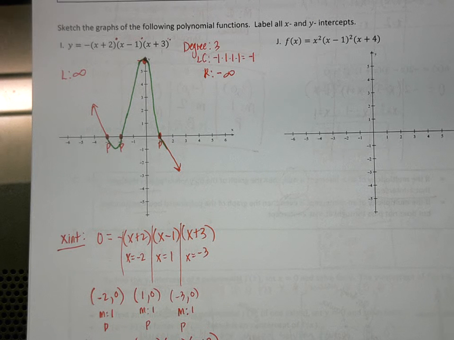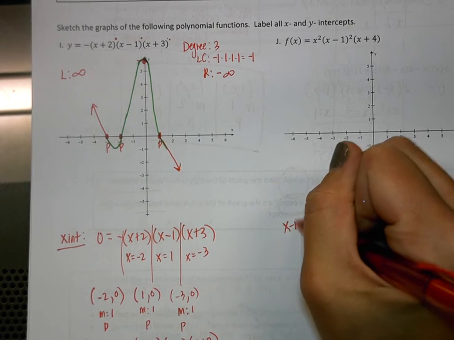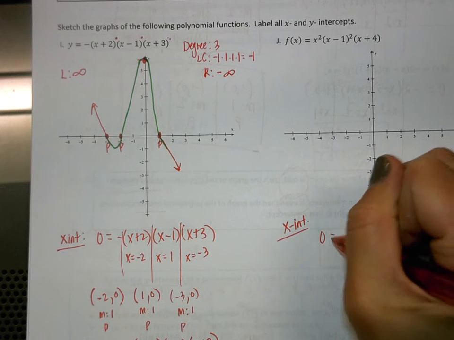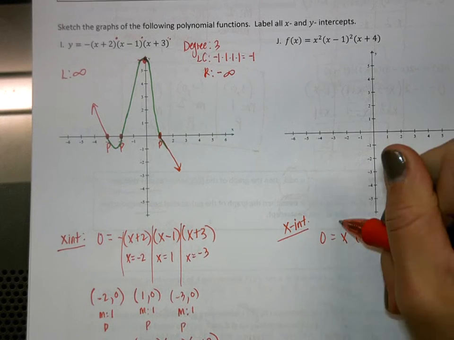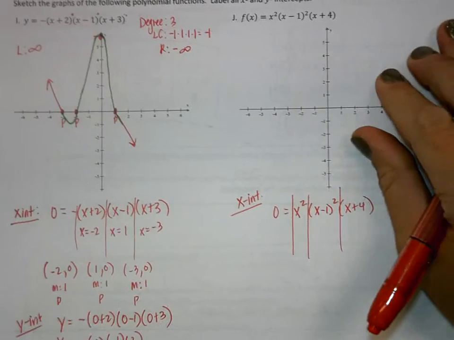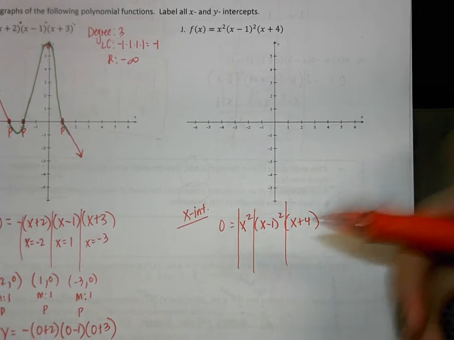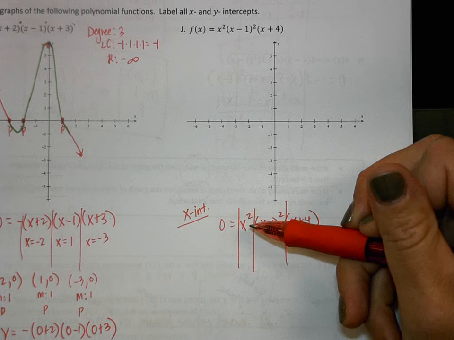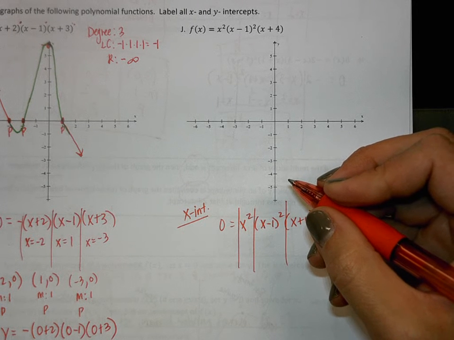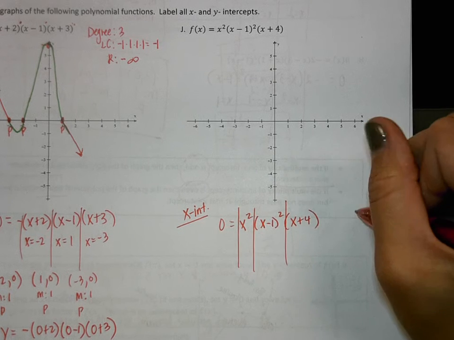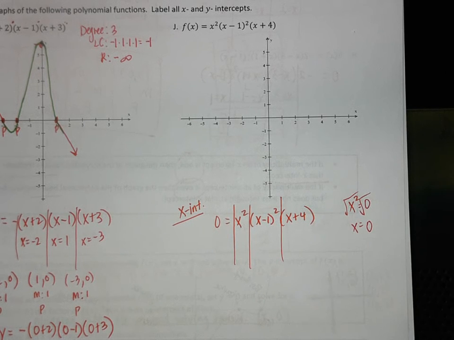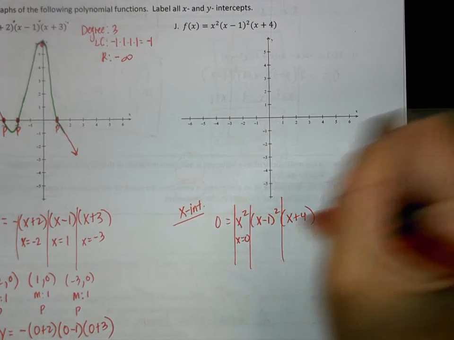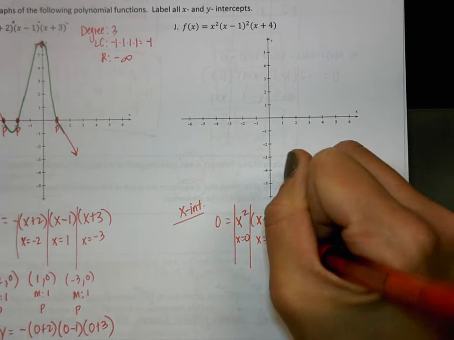Okay, we're going to do this last example. Starting with our x-intercepts: 0 equals x squared times (x minus 1) squared times (x plus 4). Now you notice on this one that you have an x squared at the front. When you set x squared equal to 0, what does x equal? 0, right? If I want to get x by itself, I take the square root of both sides, and the square root of 0 is just 0. So we have x equals 0, x equals 1, and x equals -4.